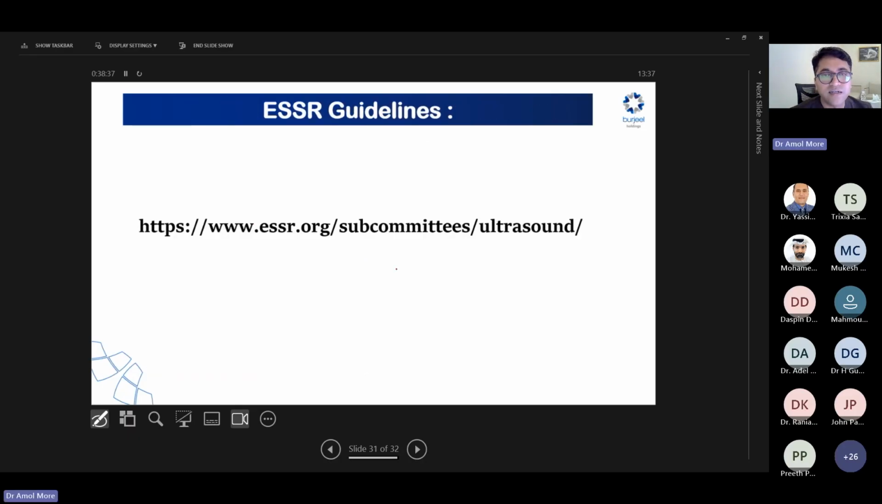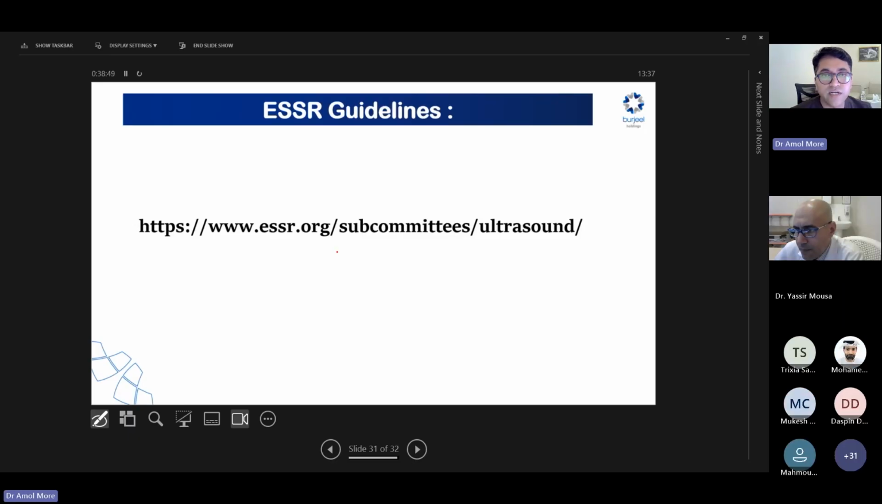So these are the ESSR guideline links. If you want, you can just take a picture of it. These are available freely on Google, and all my talk related to normal ultrasound of the elbow joint was based on the European Society of Skeletal Radiology guidelines. Thank you.